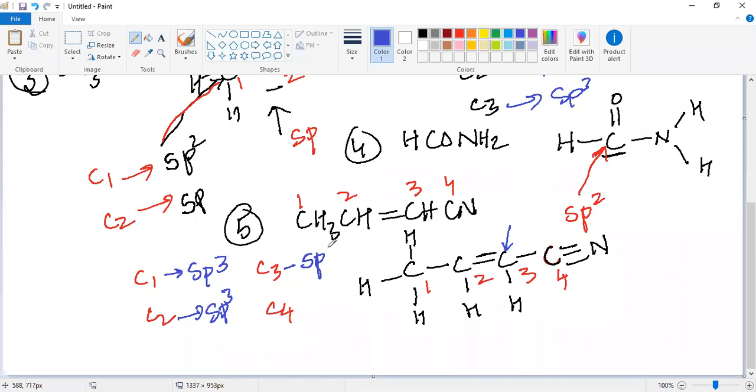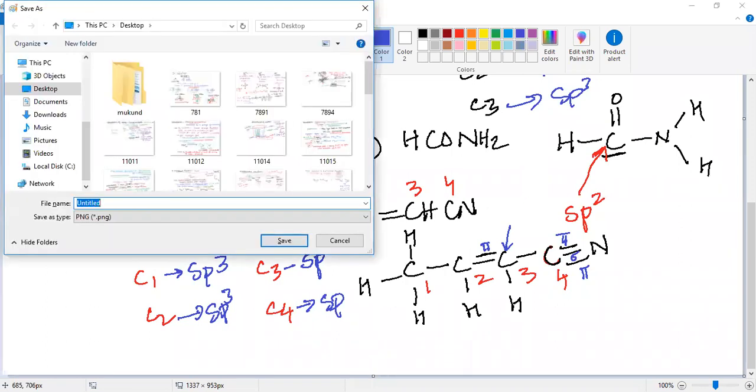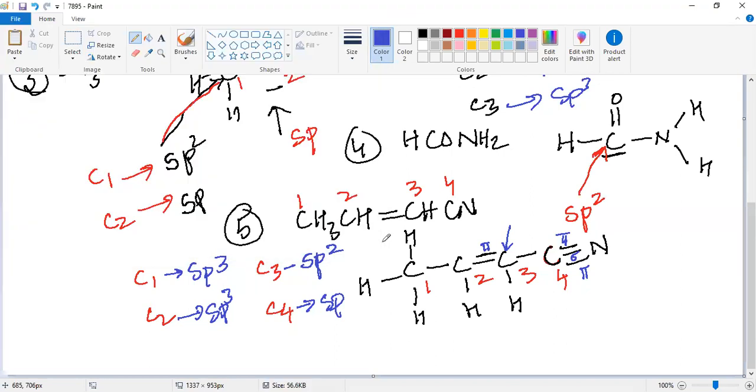It's sp2 because this carbon has made only one pi bond. Yes or no? But if you look into this carbon, it has made 2 pi bonds and 1 sigma bond. So what is the hybridization for C4? sp. Very good. It's very easy for you to understand this. So here you will write sp hybridization. It's easy for you to understand if you really understand it in a nice manner.